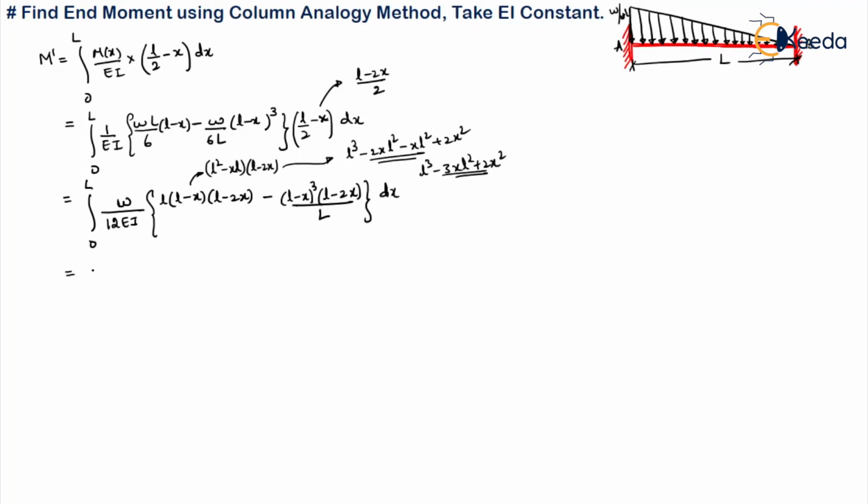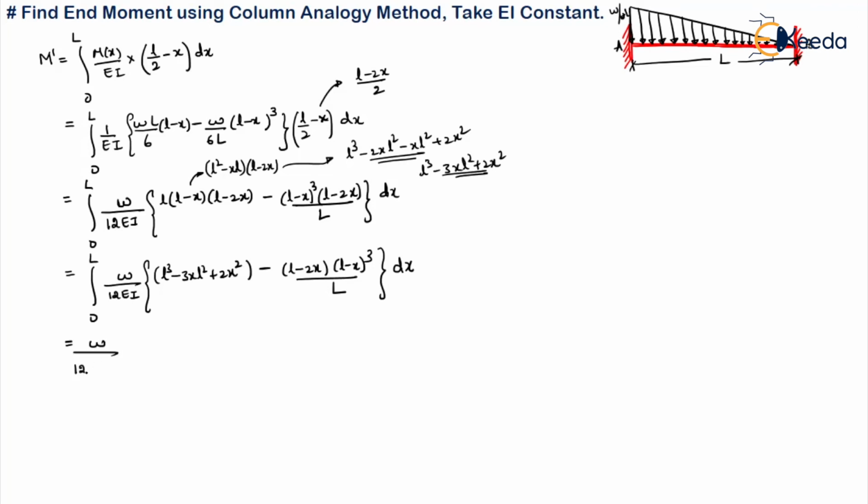Okay, so let's do that. 0 to L, W by 12EI into the integration for this. Let me write it first. Okay, L cube minus 3xL square plus 2x square minus, here what we shall do is we shall take this first term as (L − 2x), and this term as your second term by L into dx. So now let's do the integration. It's W by 12EI.